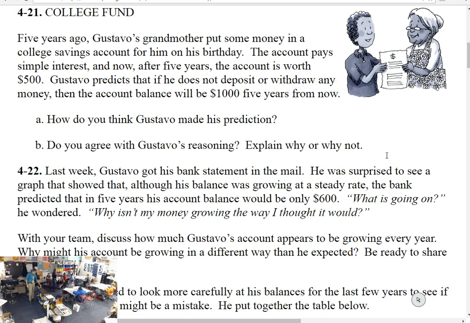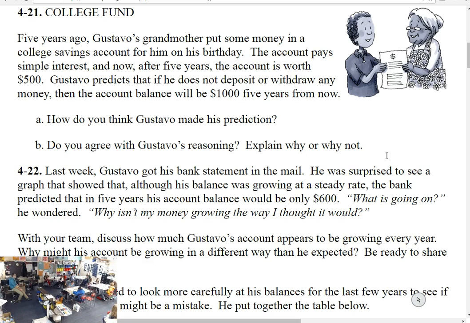Allie, what do you think? Is Gustavo correct that he'll have $1,000 5 years from now? No. Why? Do you know? Did you guys figure out? What's your idea? Anybody from your group?